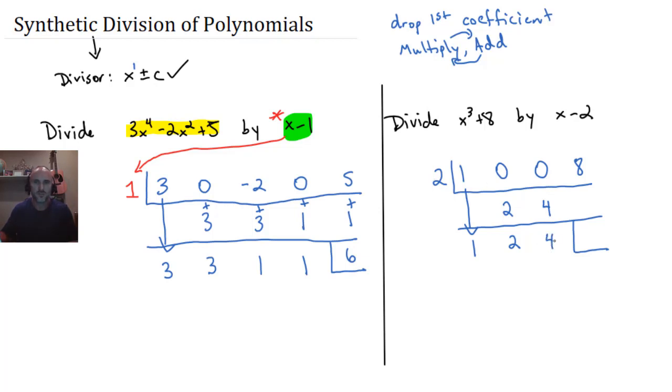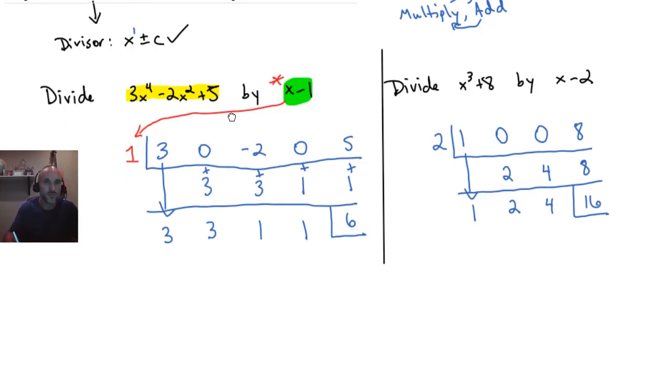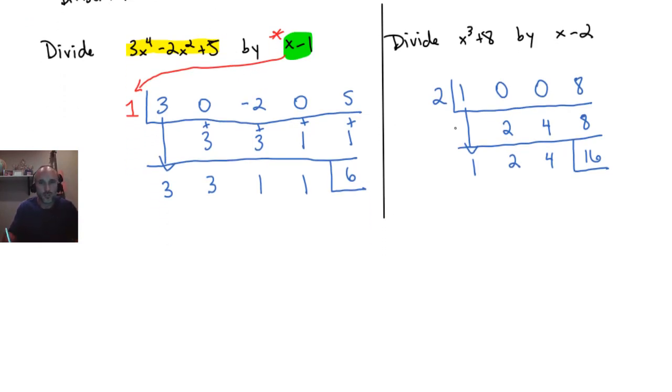2 times 4 is 8. 8 plus 8 is 16. Okay, so what do we have here? What's the result telling us? So now we do all of our work without the x's, but in the end we have to turn all this back into polynomials. So the fun part's over. Pretty easy if you can do basic arithmetic in your head.